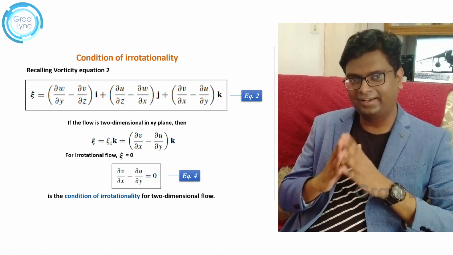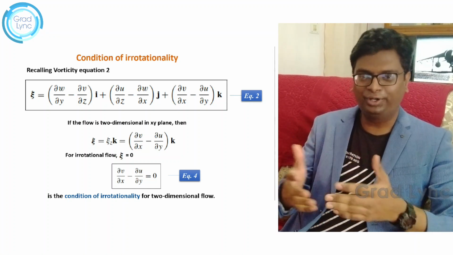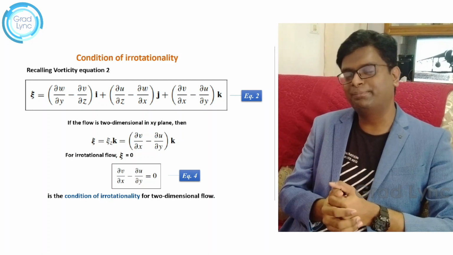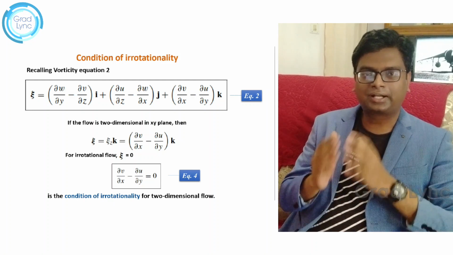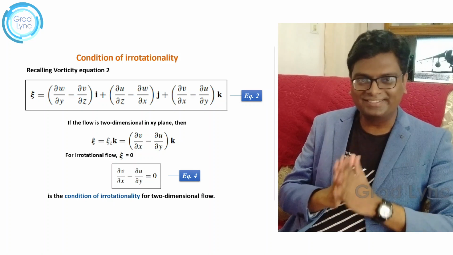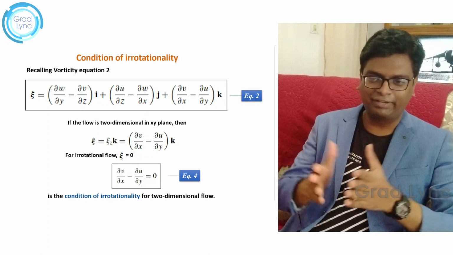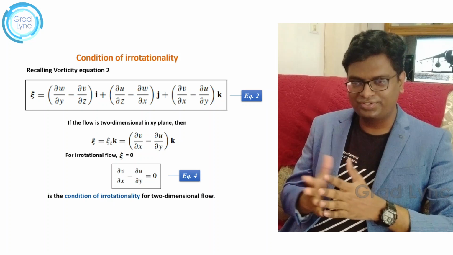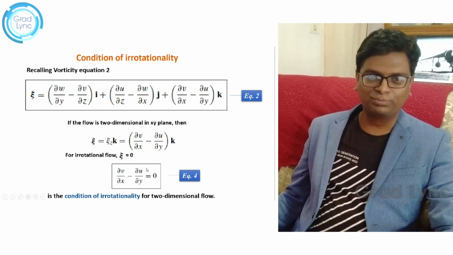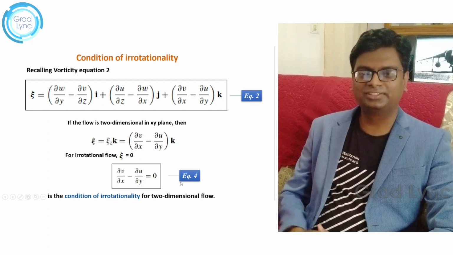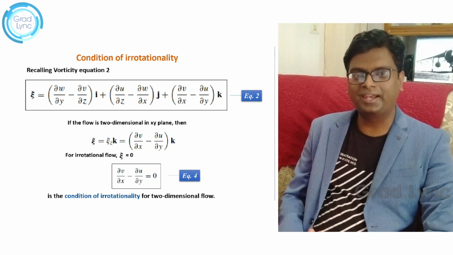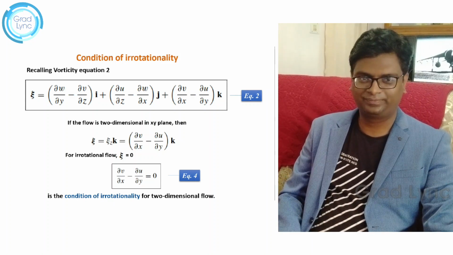So this is the vorticity equation for a two-dimensional flow. Now for irrotational flow, as we have seen in the previous discussion, the curl of the velocity vector is 0, or in other words, vorticity is 0, right? Equating this equation to 0, I get ∂v/∂x minus ∂u/∂y as 0. Let's call this equation number 4. So this condition is the condition for irrotationality for 2D flows, right?